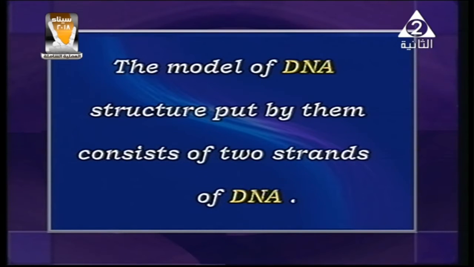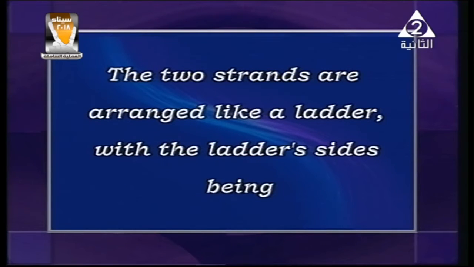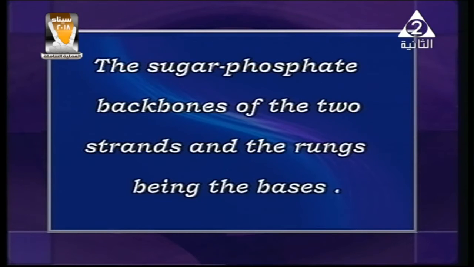And they proved that the DNA consists of two strands. The two strands are arranged like a ladder. It looks like what? You know a ladder? Yes, it looks like a ladder. With the ladder's sides, there is something, and inside the ladder, there are other molecules. The ladder sides are the sugar phosphate backbones of the two strands, and the rungs are the bases, I mean the remainders are the nitrogenous bases: adenine, thymine, cytosine, and guanine. Don't forget their names.